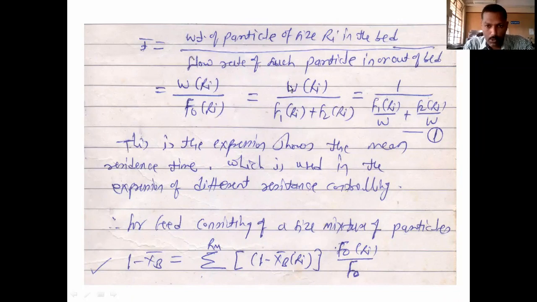Using this, we can divide by W here. So 1 upon F1 Ri upon W plus F2 Ri upon W. F2 is the carryover stream. This expression shows the mean residence time, which is used in the expressions for the different controlling resistances. For a feed consisting of a size mixture of particles, 1 minus xB bar is equal to the summation over all sizes of particles of 1 minus xB Ri into F0 Ri upon F0. This is the general equation, as we know, to calculate the mean conversion.